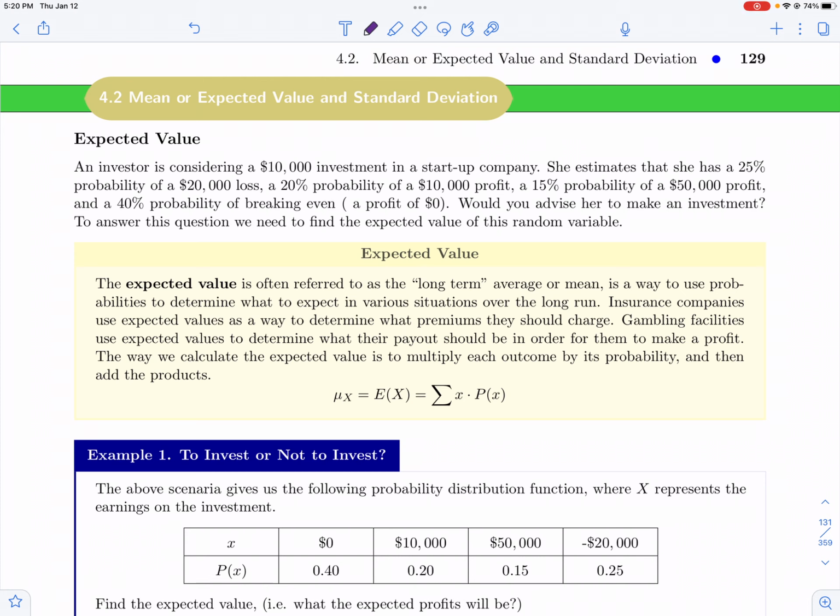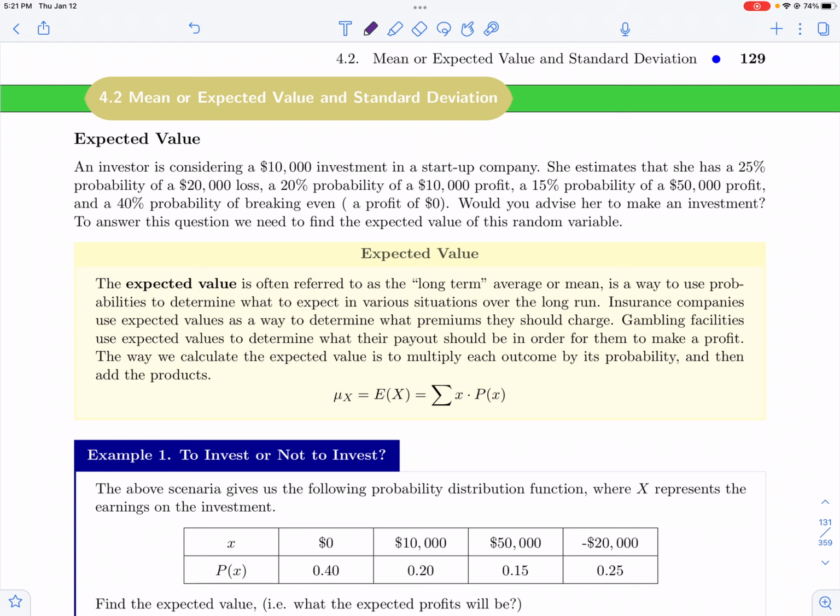This gets used by insurance companies, for example, if they're trying to figure out what to charge people for their insurance services. Gambling institutions use this to figure out what they should set the games at, because ultimately both of these places want to make money, so they want to make sure that they're charging enough on the front end to cover any losses that they could possibly take.